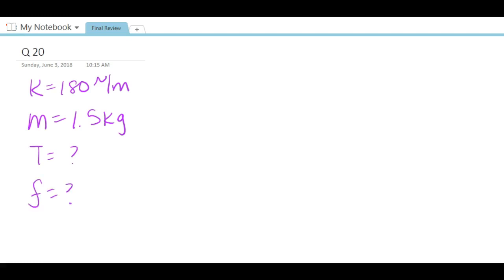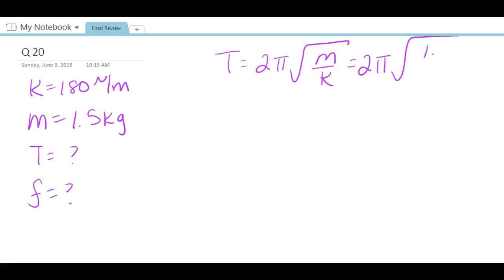So the first thing we have to do is use the equation for period, which is pretty straightforward. It's 2 pi times the square root of m over k. Now, we know the mass and we know the spring constant in the problem, so we can just plug in right from there. So 2 pi times the square root of 1.5 divided by 180. That's going to get us a time value of 0.574 seconds. And that's our period for part A. So, again, pretty straightforward. You just plug and chug.